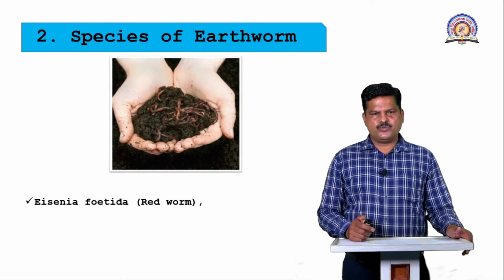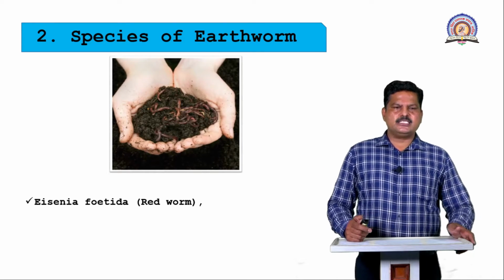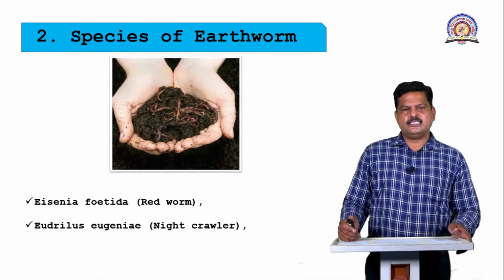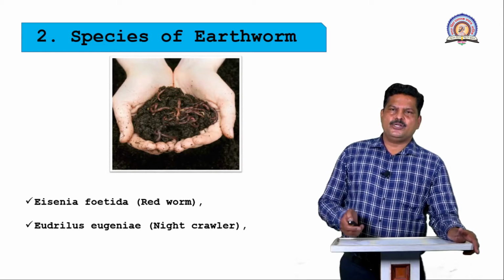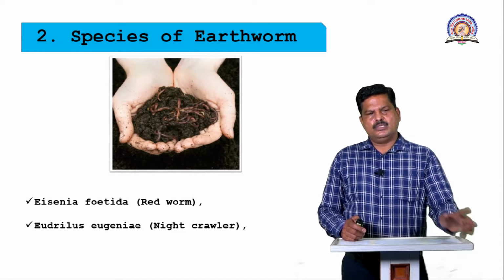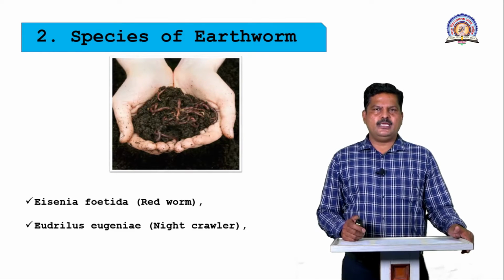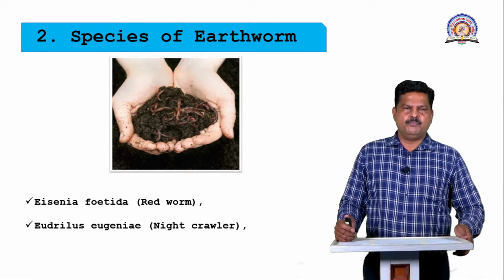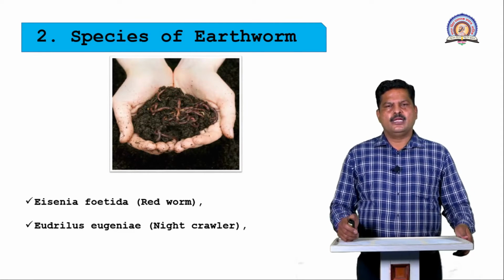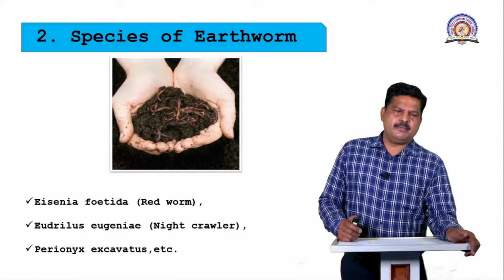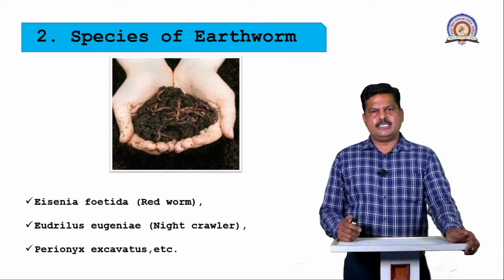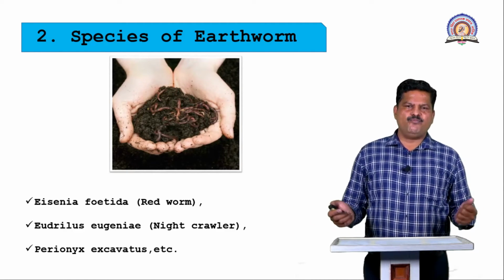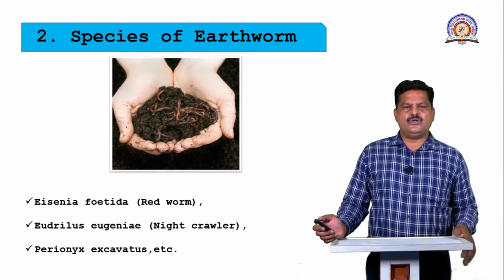This vermicompost is obtained from species like Eisenia foetida, or the second, the African species Eudrilus eugeniae. It is also known as night crawler. These two species are very helpful for taking very high production in a vermitechnology unit. And one more species is there, Perionyx excavatus. It is a local species, an Indian species. In general, whatever earthworm we observe is nothing but Perionyx excavatus.